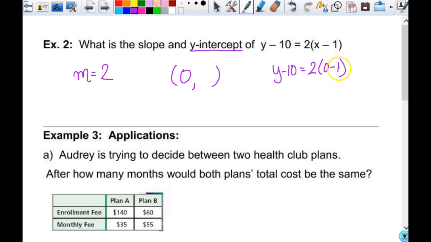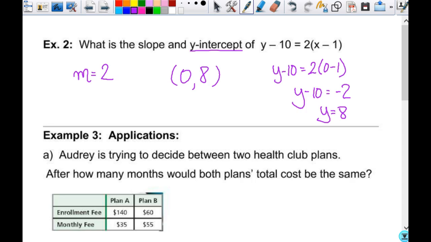So 0 minus 1 is what? Negative 1 times 2 is negative 2. So y equals what? Okay, so I can do y minus 10 equals negative 2, right? This is why you shouldn't skip so many steps, right? Because you kind of like, what do I do? You at least write that down, even if you don't write the intermediate step there, so you get y equals 8. So your y-intercept is 8.